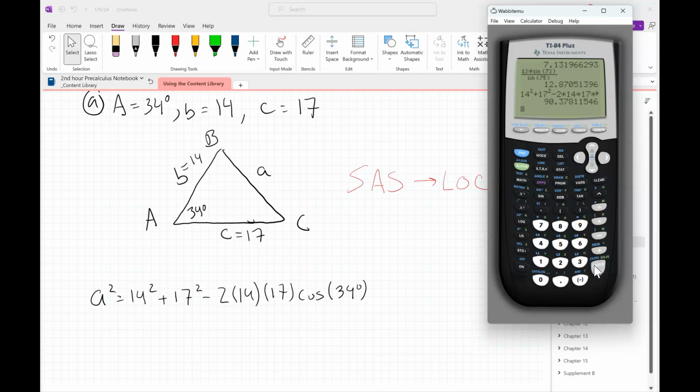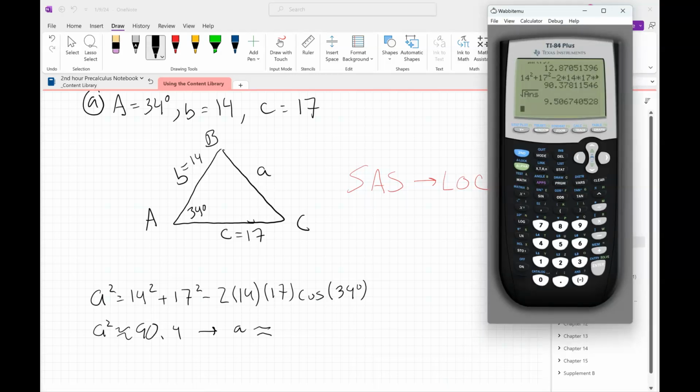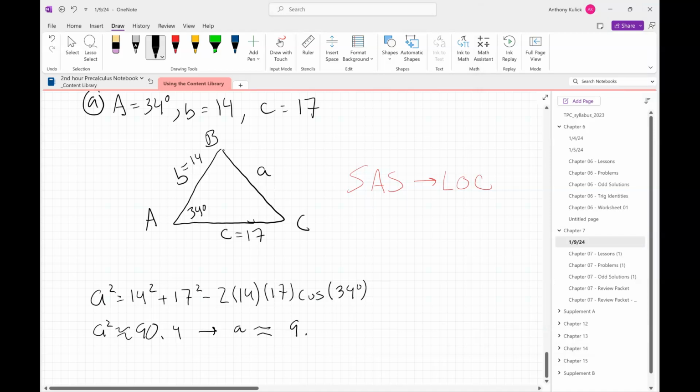Mr. Kulik, that third side can't possibly be 90 long. Oh, yeah, because it's a squared. We got to square root it. Yeah, good job. So I'll just do the square root of that answer, and that's about 9.5. Oh, I forgot the number now. 0.4. That was 9.51.